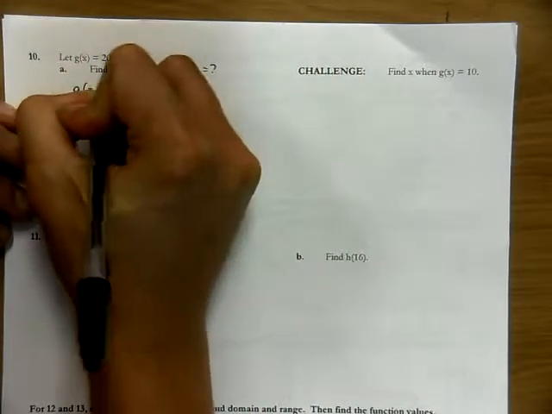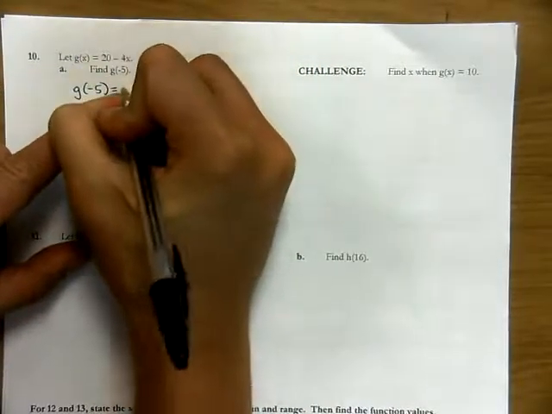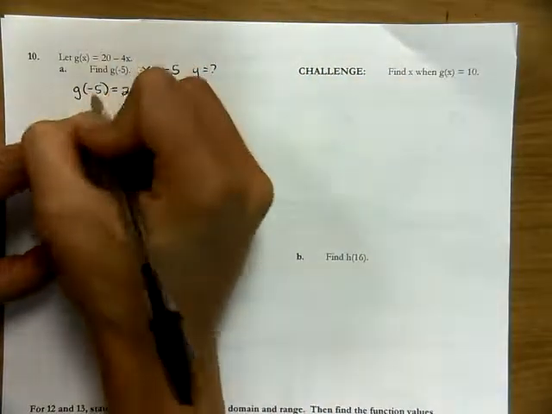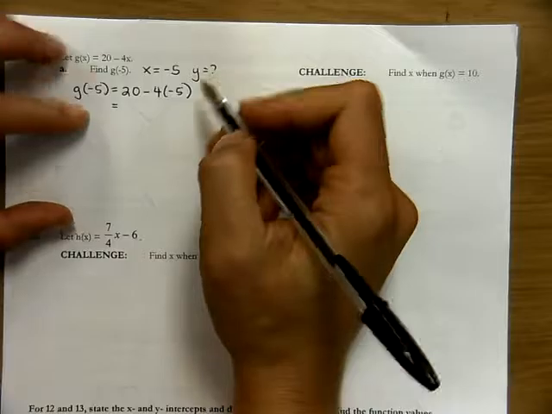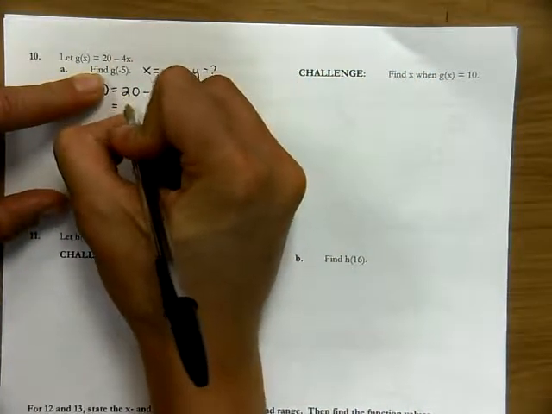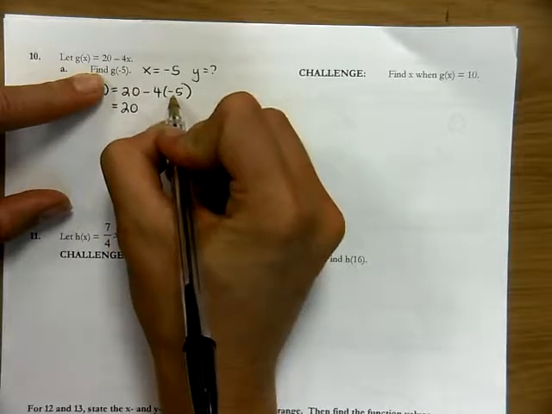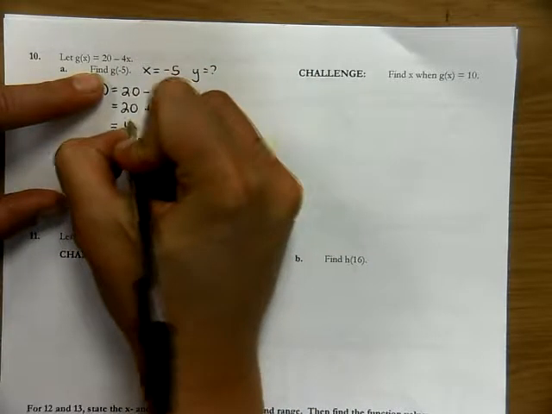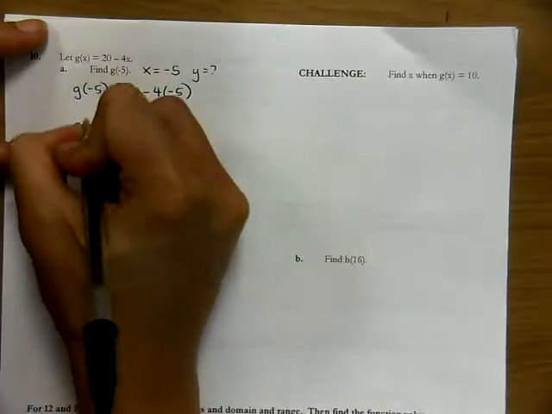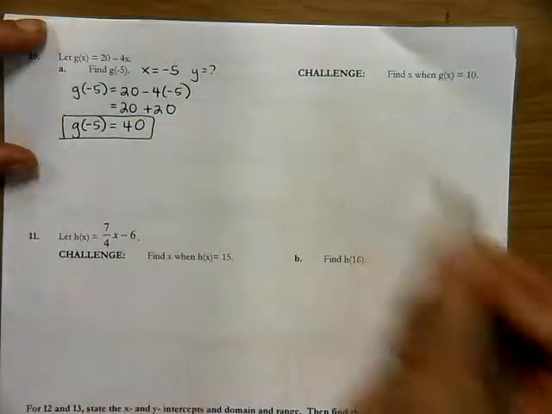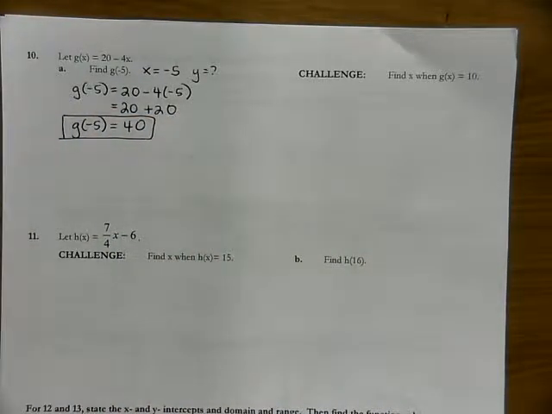So g of negative 5 would be equal to, I just have to substitute in this negative 5 wherever I see an x. I leave that left-hand side alone, and I simplify the right-hand side using order of operations. I have to do multiplication first, so I think of this as 20. A negative 4 times a negative 5 is a positive 20, so that's 40. So my final answer will be the function g, when the input is negative 5, has an output of 40, or g of negative 5 is equal to 40.